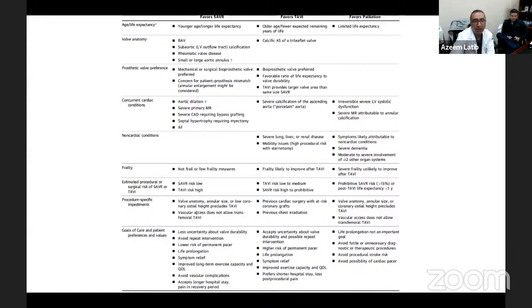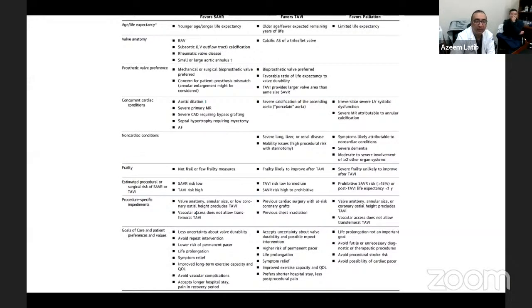Other things to think about in making this decision are whether the patient needs a mechanical or bioprosthetic valve. If it's a bioprosthetic valve, the patient does not want to take anticoagulation, and they're 66 years old, we will often offer them TAVI in that case.